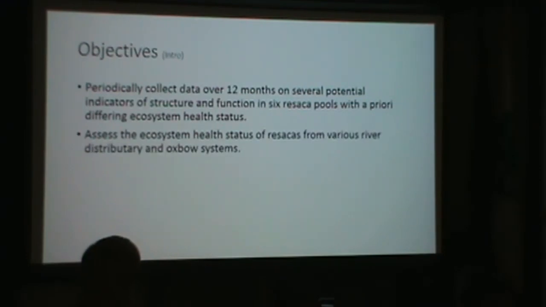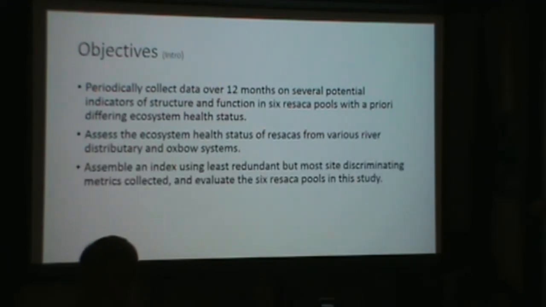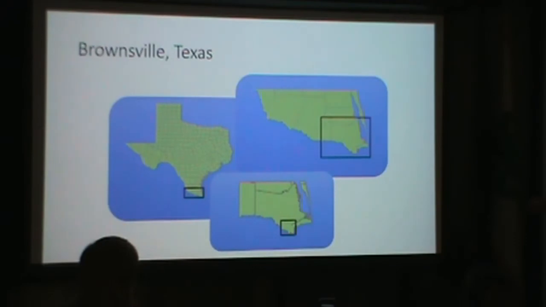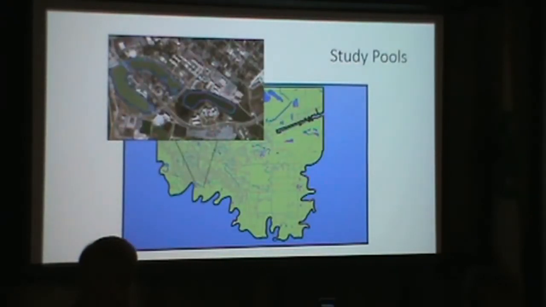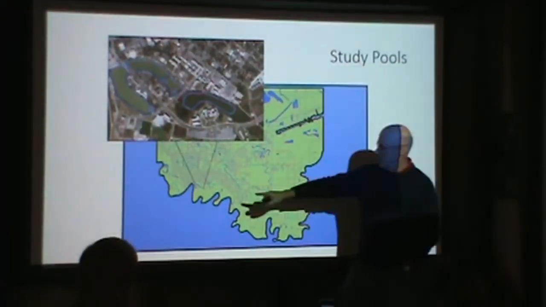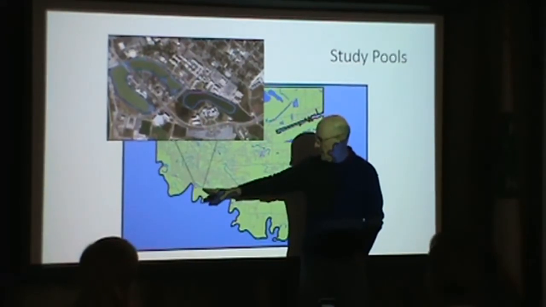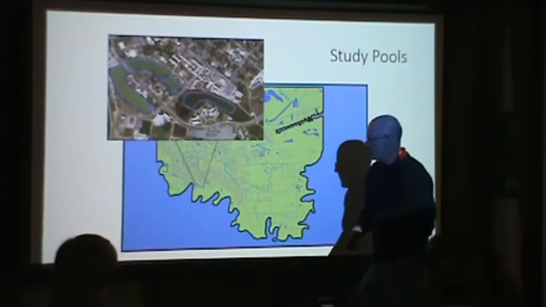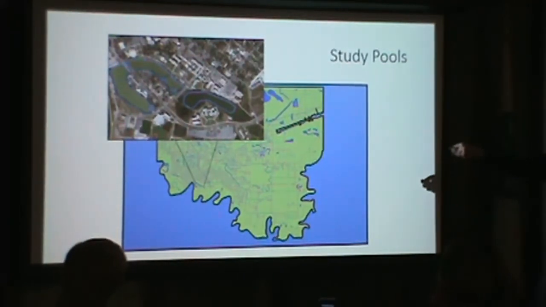So we worked on 6 resaca ponds, and I will show you the ponds. Let me go to the ponds, right? So this is Fort Brown and Lozano Banco. This is by the university campus. You see them there.